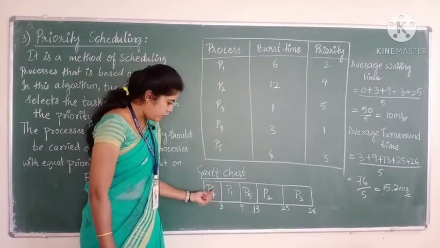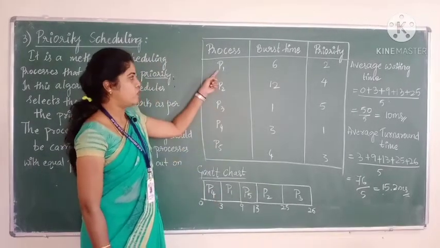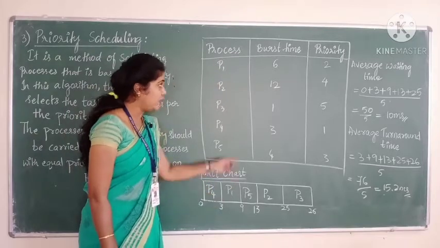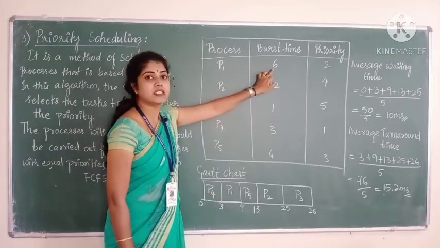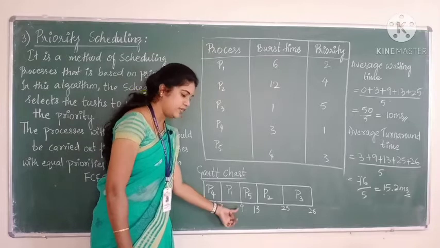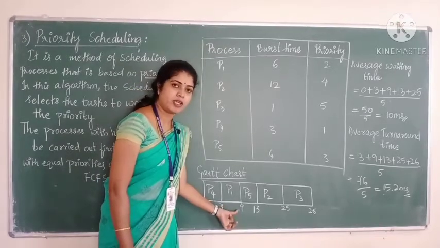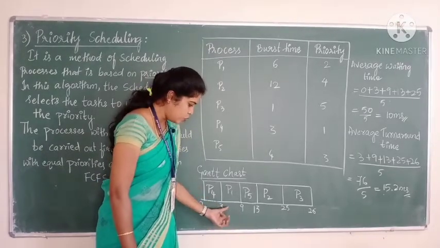After P4, you have the next priority, which is P1. Starting with P1, what is the burst time of P1? 6 milliseconds. So 3 plus 6, it will be 9, where we will be taking the cumulative.